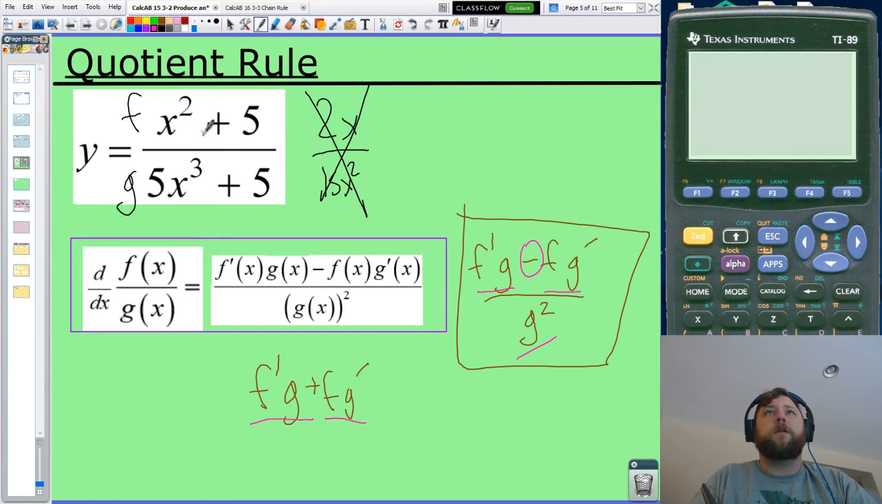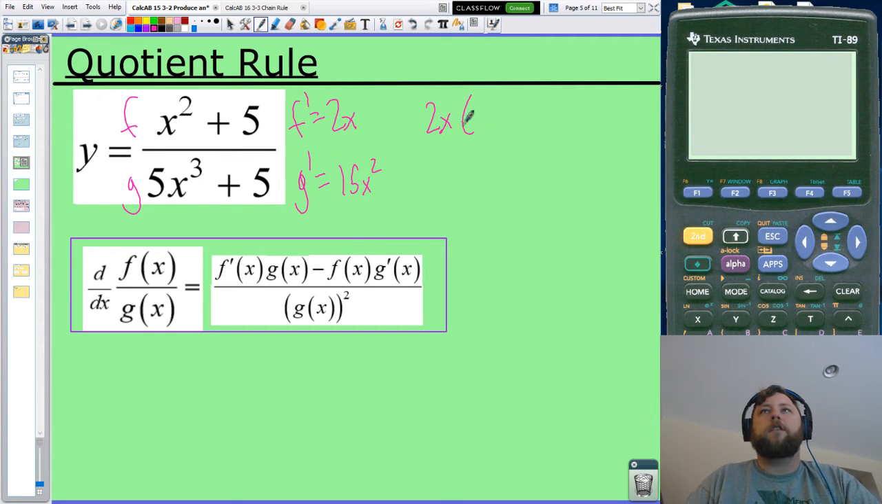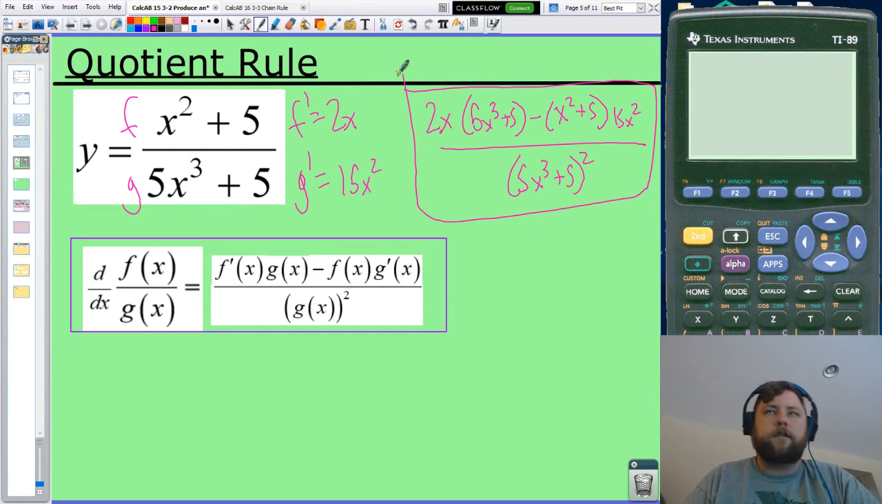So let's actually solve this problem right here. All right, I am going to derive, so this is my f and g. So that means my f prime would be 2x and my g prime would be 15x squared. So plugging that in, it's f prime, so 2x times regular g, 5x cubed plus 5, minus regular f, x squared plus 5, times g prime is 15x squared, all over 5x cubed plus 5 squared. There's your answer. Sure, I could distribute things if I wanted to, but I don't want to.